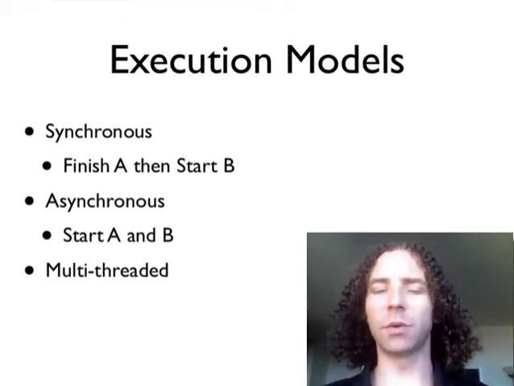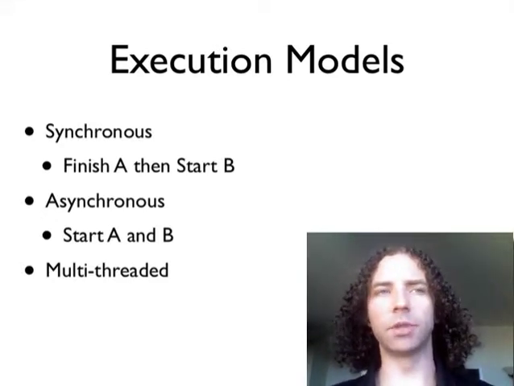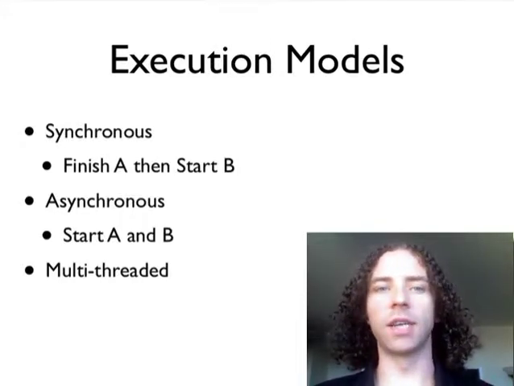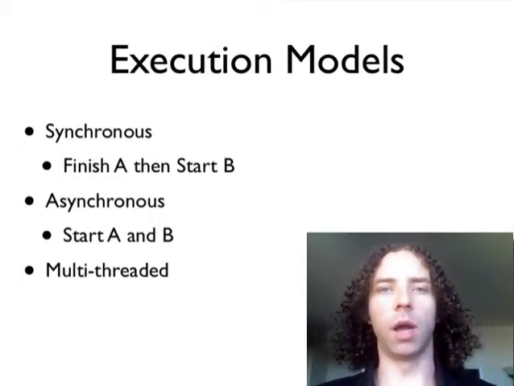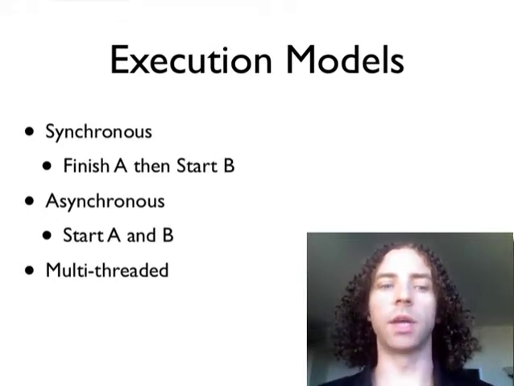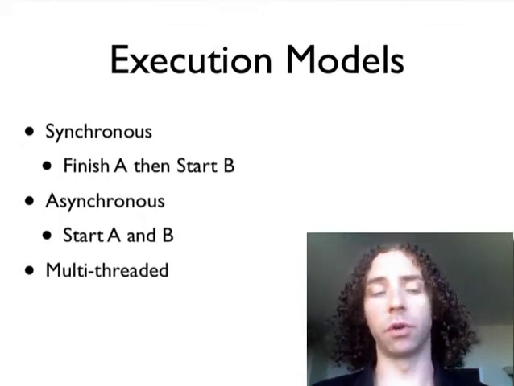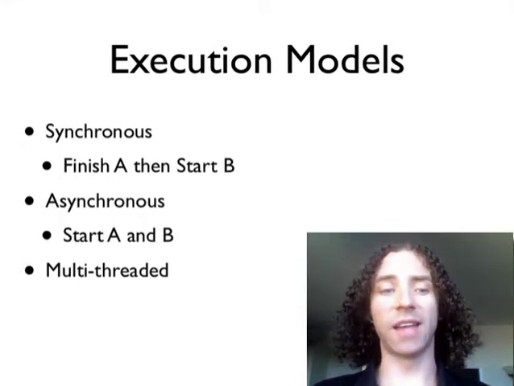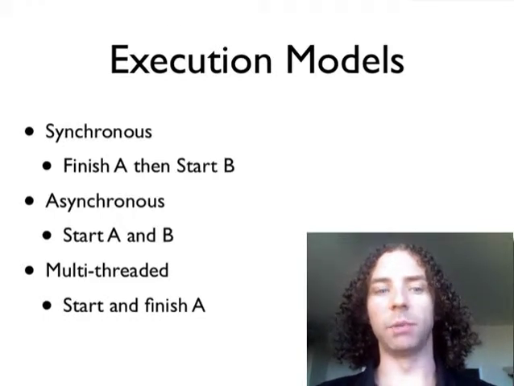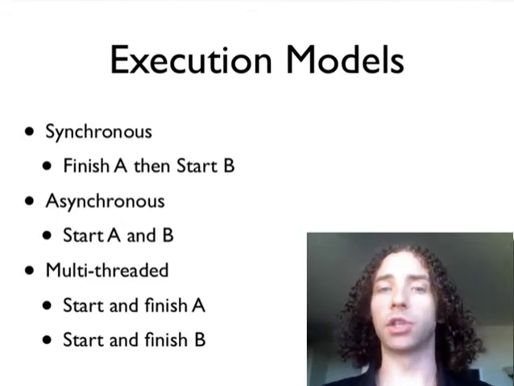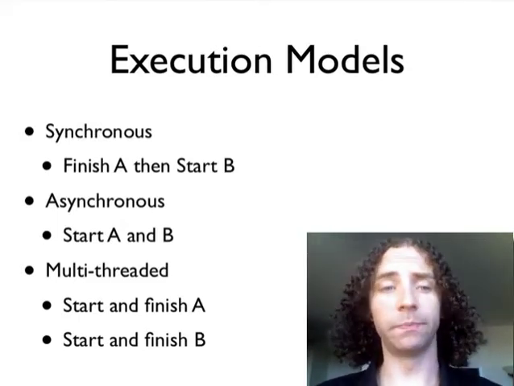Multi-threaded is like asynchronous, except that it's based on the assumption that you can't just wait for those things to finish. They're not long-running tasks like a network operation or something like that. It's something like, okay, draw this picture, something that actually requires the CPU to be directly working on something. So multi-threaded tasks can actually use multiple CPUs or multiple cores in your computer to get through tasks faster. So that means you could start and finish A, and simultaneously start and finish B. And these would actually run on different cores.